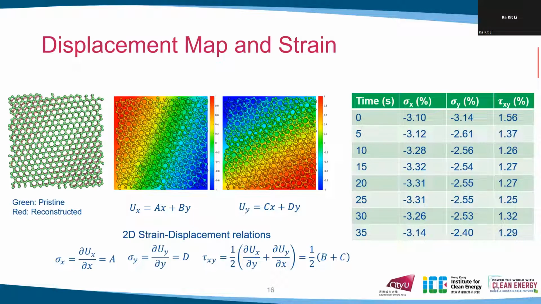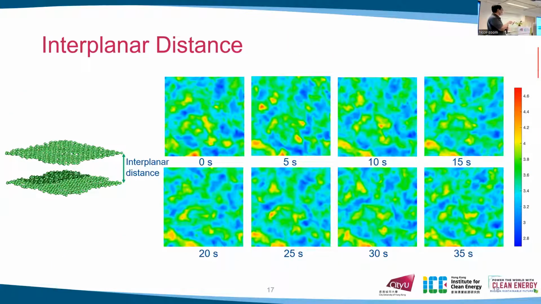Here is a summary of the strain and the shear strain at different times. Next, because we are also interested in the interplanar distance, since we know the z direction of each plane, we can calculate the interplanar distance. I also plot the interplanar distance distribution at different times. From the result, the distance change with time is maybe not large. The distance changes slightly in the time we observe.